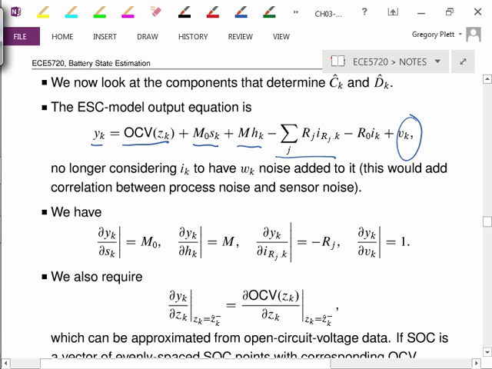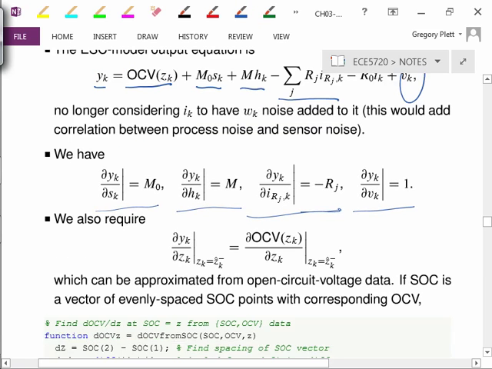Now I have to take derivatives of the output with respect to different components. So the state components and the sensor noise component. The derivative of the output with respect to the SK state, well, it's linear in that state. It's just M0. With respect to the hysteresis state, just M. With respect to the diffusion currents, just the resistor associated with those currents. With respect to the sensor noise, just 1.